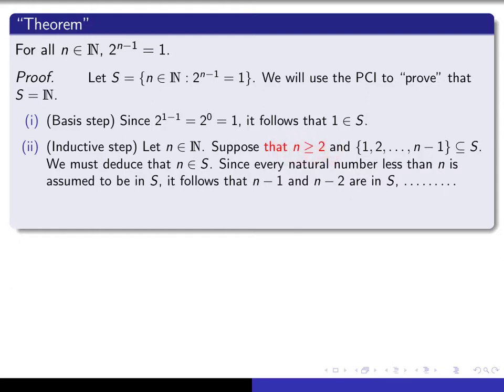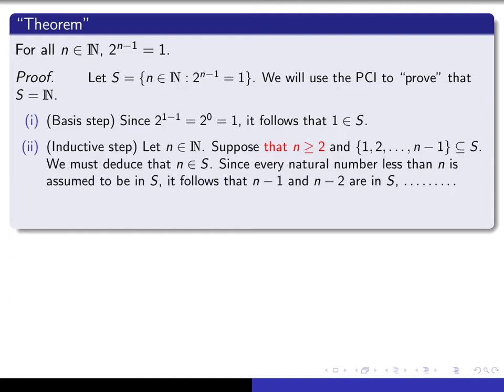this inequality here, which essentially tells you the first value of n for which you don't know that n is an element of S, right? We've so far shown that 1 is an element of S, and in the inductive step we're trying to show that n is an element of S given that all of its predecessors are elements of S. And so let's start by making very clear what is the smallest value of n that we don't know yet is in set S. Okay?